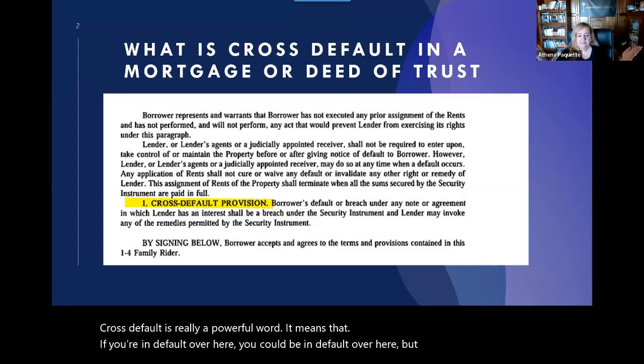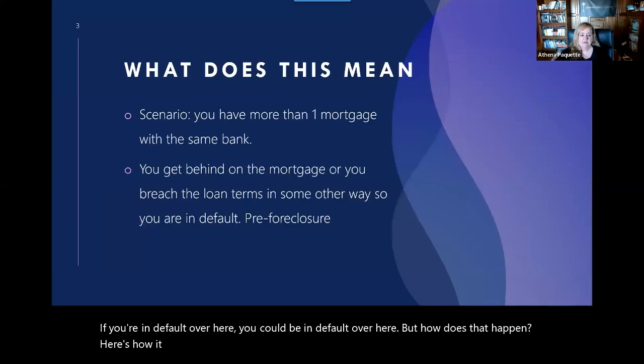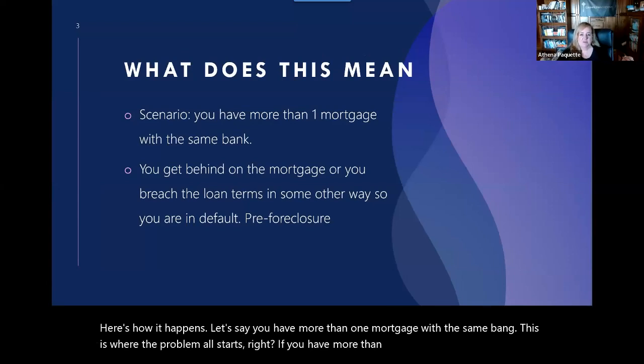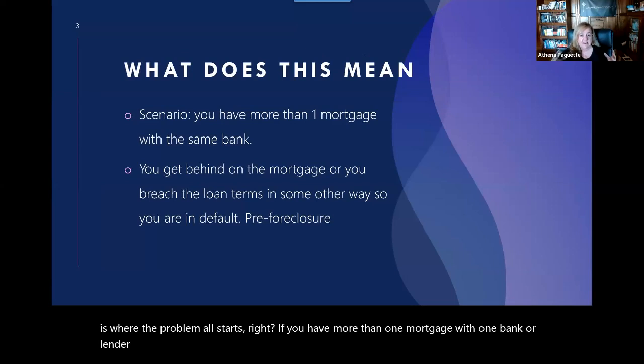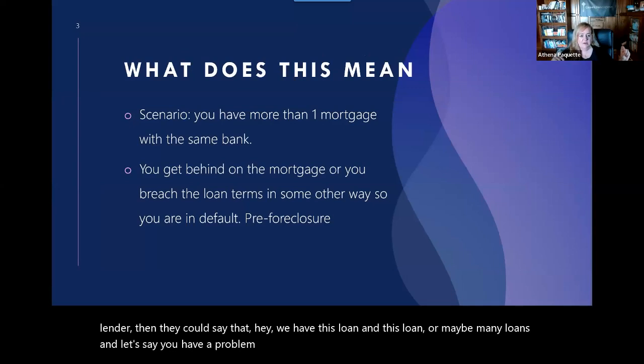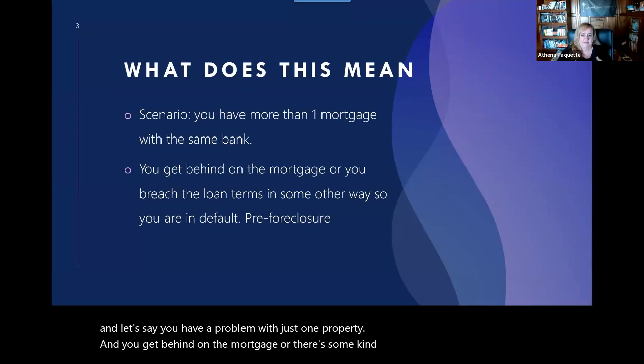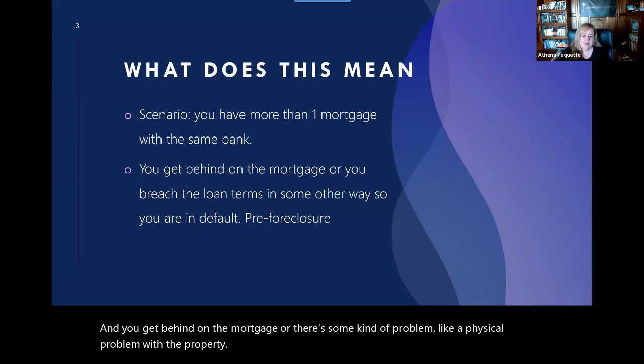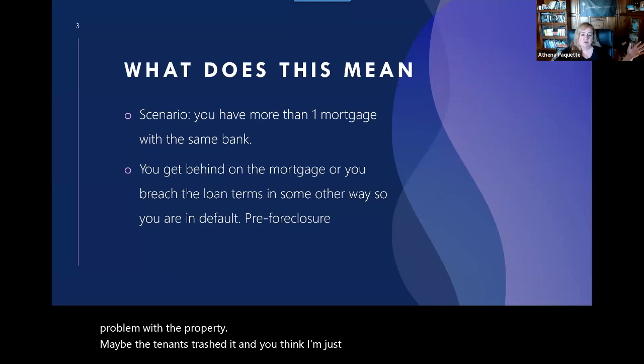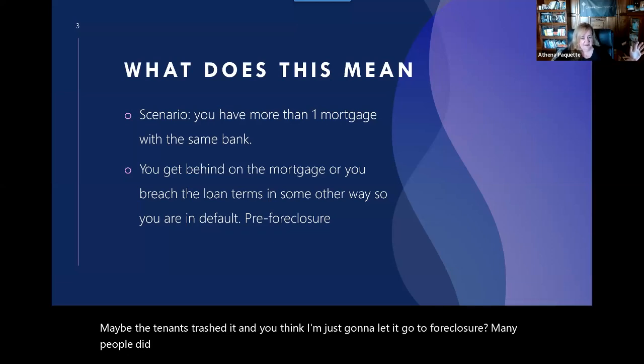But how does that happen? Here's how it happens. Let's say you have more than one mortgage with the same bank. This is where the problem all starts, right? If you have more than one mortgage with one bank or lender, then they could say that, hey, we have this loan and this loan, or maybe many loans. And let's say you have a problem with just one property and you get behind on the mortgage, or there's some kind of problem, like a physical problem with the property. Maybe the tenants trashed it and you think, I'm just going to let it go to foreclosure. Many people did this in 2009.